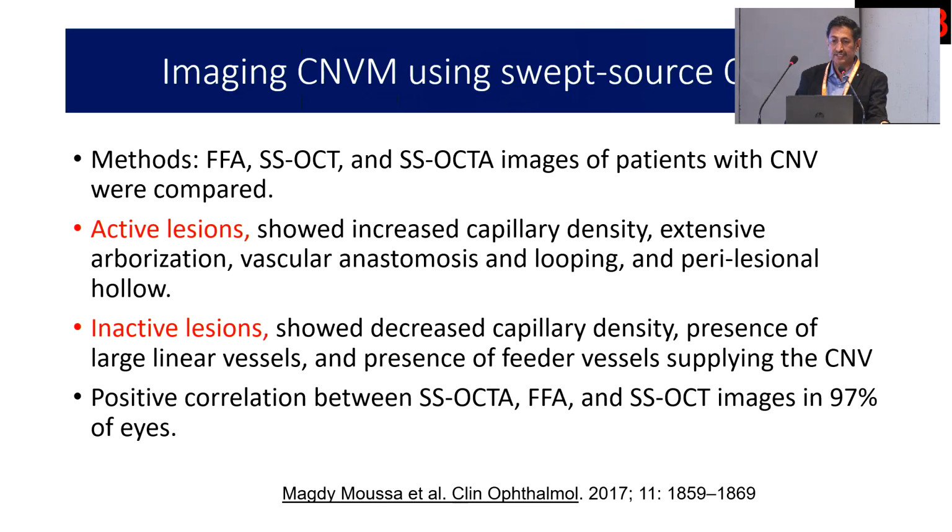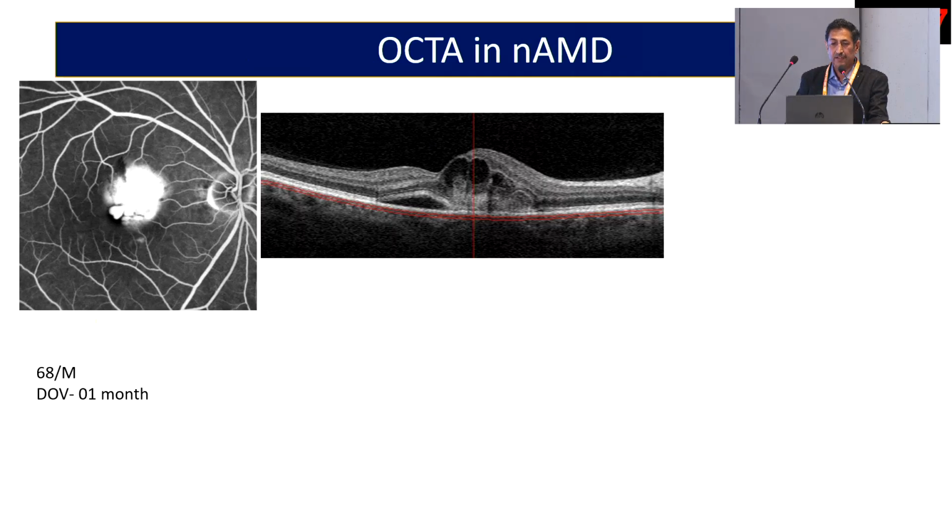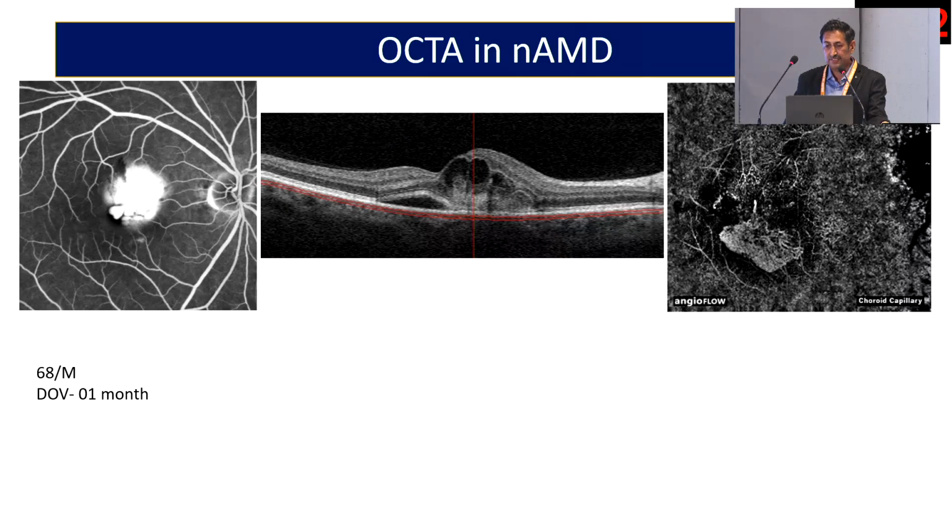And the other useful thing is in the AMD. It is very useful. Studies have shown that it picks up the CNVM very well. So this is one example. You can see a patient, 68-year-old male, complained of decreased vision since 1 month. You can see there's an NSD here, pockets of IRF, and this is the membrane that is seen. So in the OCTA, you can see how nicely you can pick up the membrane.